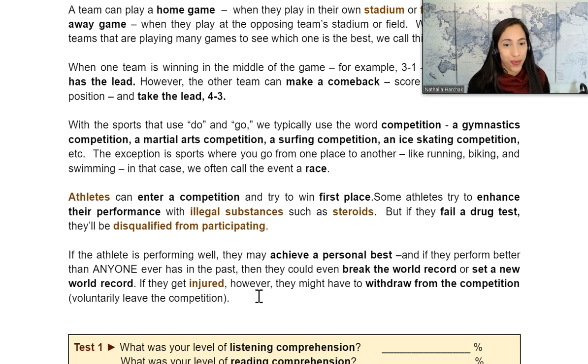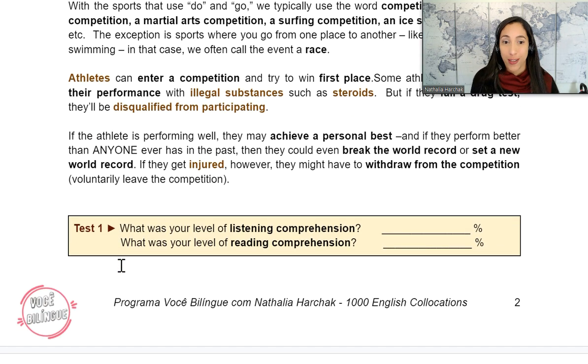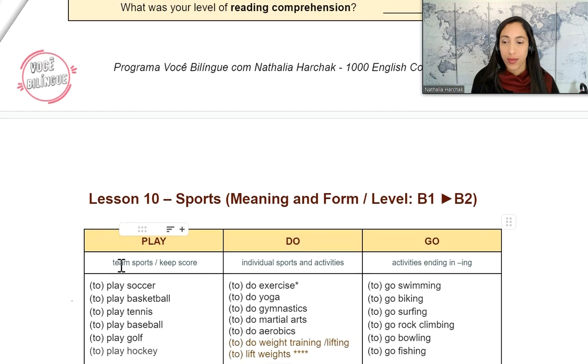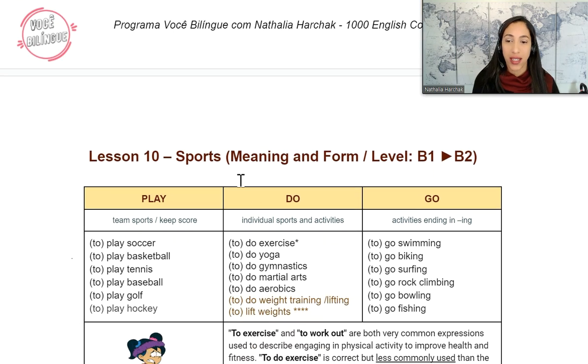Okay, how did you do? So let me know when you see me next, okay? Let's move on to the third part of the lesson. Now we are going to talk about the meaning and form of the words you saw in the text.